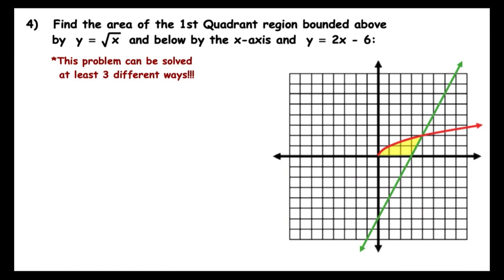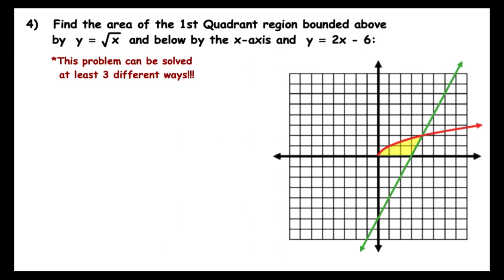Number 4, find the area of the first quadrant region. That means that you're bounded by the x and y axis. And also you're bounded above by that square root curve, y equals rad x, you can see it in red. And you're bounded below by, of course, the x-axis being in first quadrant there, and also bounded below by that green line, y equals 2x minus 6. All right, so we're describing that yellow region. Sometimes the toughest part is to read that paragraph and come up with the drawing that I just made. Sometimes that can be challenging. And if you don't have the correct region, you're not going to get the correct area, of course.